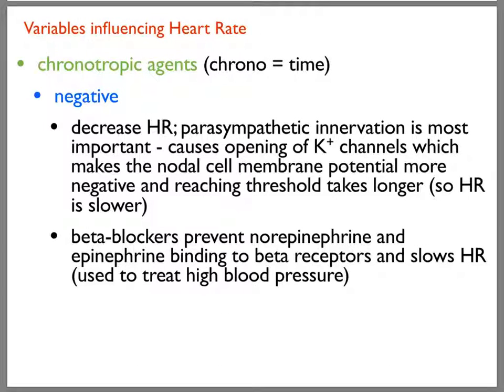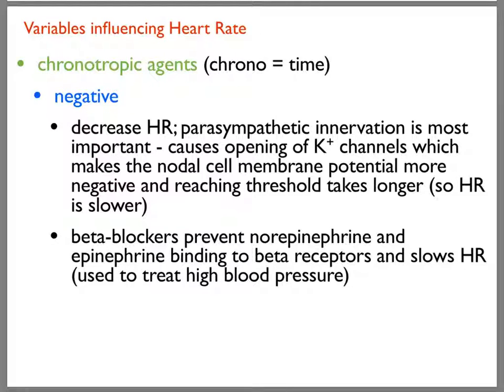Our negative chronotropic agents have the opposite effect. They decrease heart rate. Parasympathetic innervation is our most important negative chronotropic agent, so it has the biggest effect on decreasing heart rate out of all the other things that have a possibility of decreasing heart rate. What the parasympathetic innervation does is it causes opening of the potassium channels in the nodal cells. And if you remember, when the potassium is allowed to flow out of the cell, this is going to bring the membrane potential normally back down to its resting membrane potential, right?